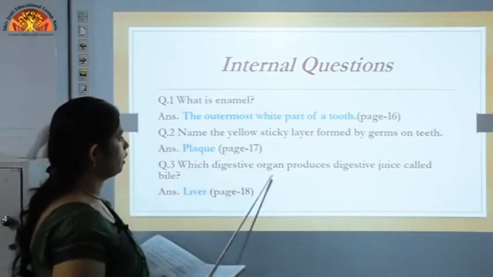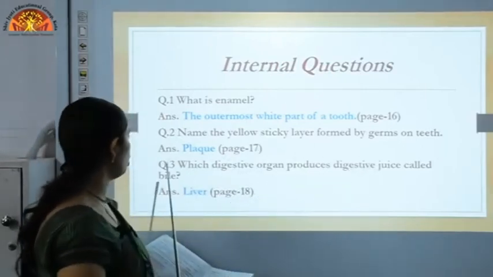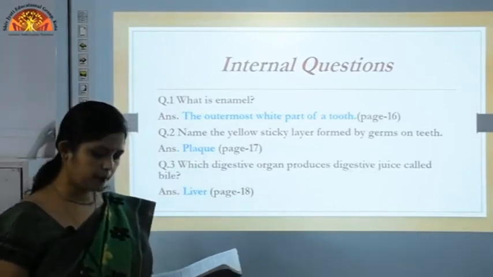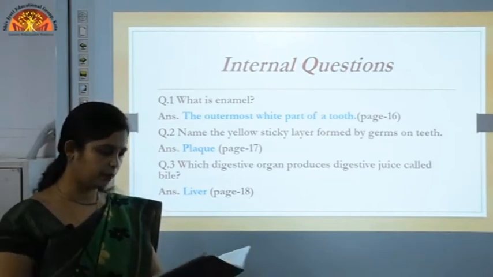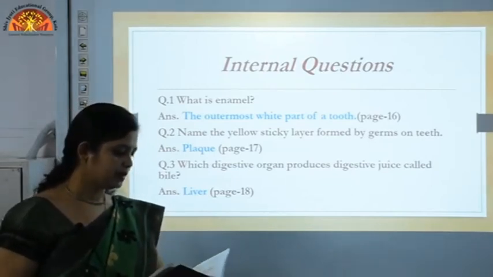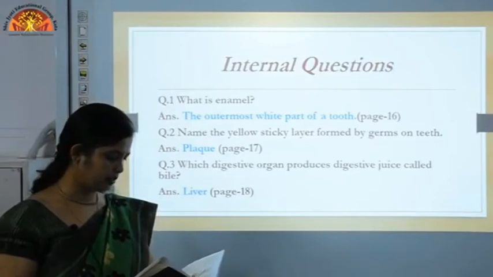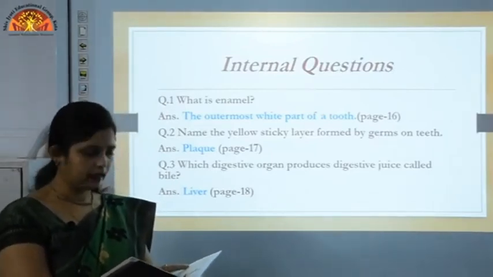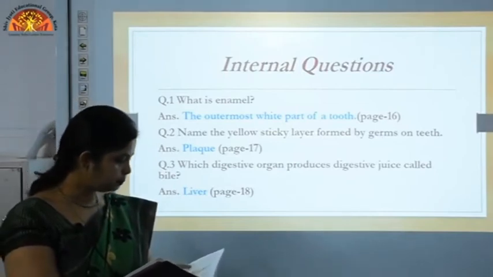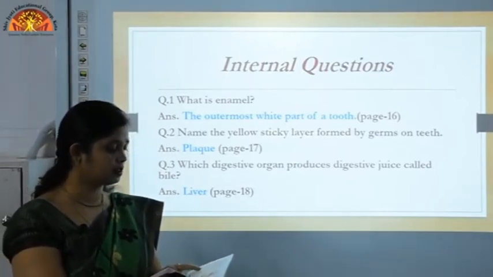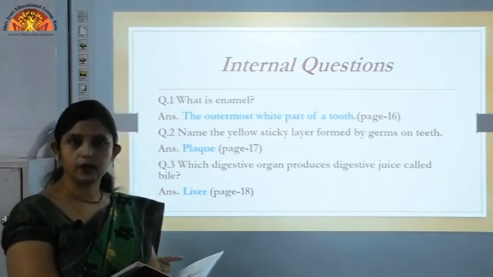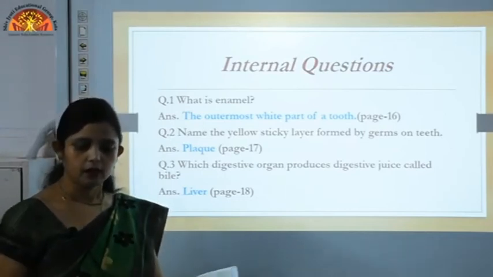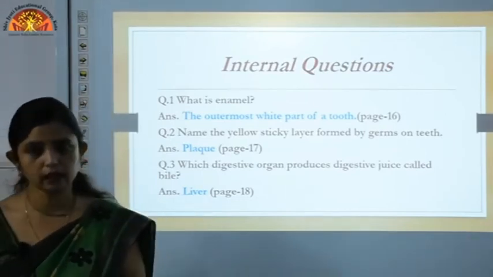Okay. So now let's move to the next question. Which digestive organ produces digestive juice called bile? So the answer is liver, and it's given on page number 18. So open page number 18. Now you can see here a diagram is given for digestive system. So in the fifth number box under the heading liver, it is written over there, it produces a digestive juice called bile. So you underline over here and write the question above the paragraph. Okay. So in this way you have to mark your internal questions.